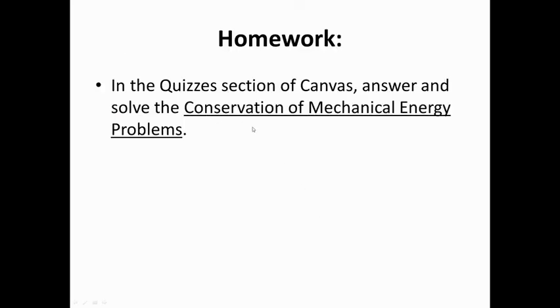So for your homework, you should in Canvas have in the quizzes section some questions titled Conservation of Mechanical Energy Problems. Go ahead and do those. When you do those, you should make sure that you reach the minimum score of 80% as it says. If you don't get that, make sure you do them over again until you reach that. If you have questions, please contact me. I will email you back or give you a phone call if you include your phone number, and we'll work our way through it to make sure that you understand what's going on.